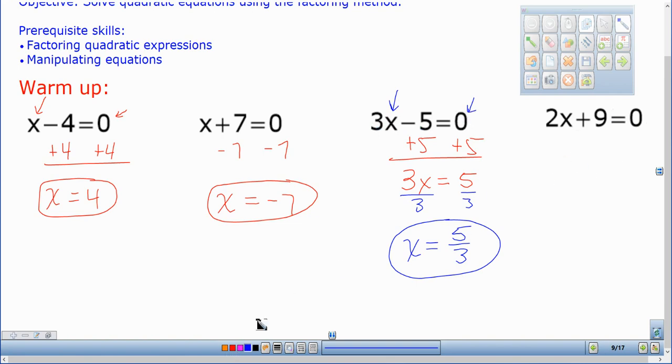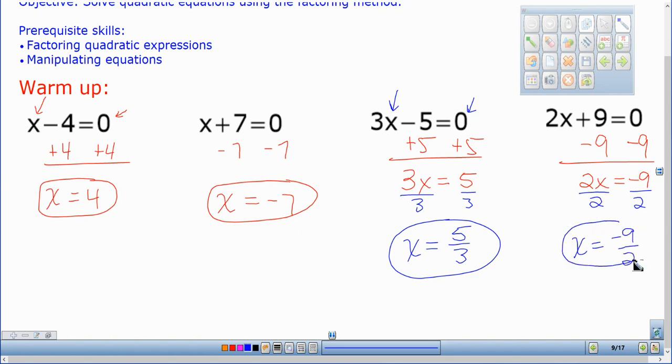And then the last one here, similar setup, we're going to subtract 9, leaving me with 2x equals -9. And then we're going to divide by 2. That would leave me with the fraction -9 halves, or -4.5. So very important that we know how to do that. Hopefully that wasn't too much of a struggle.